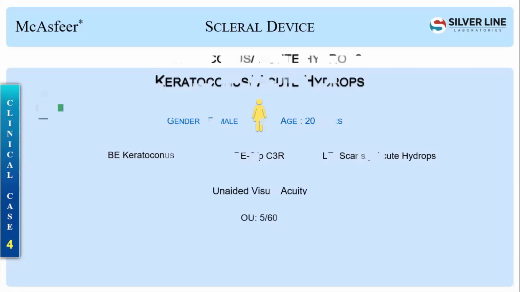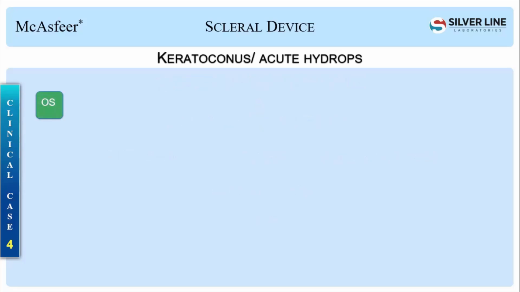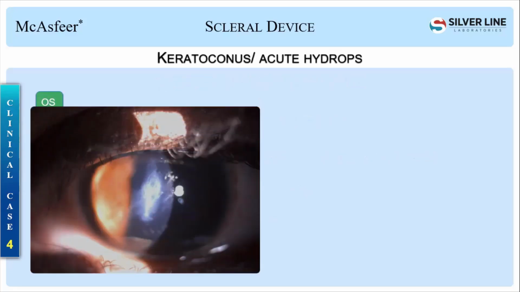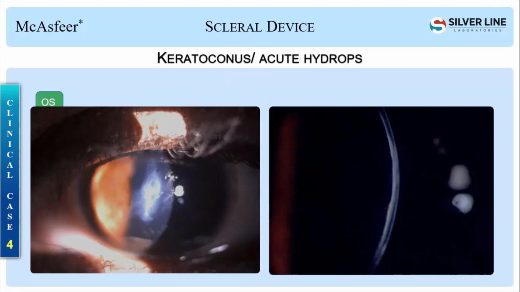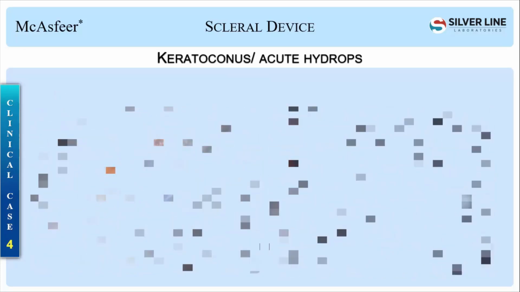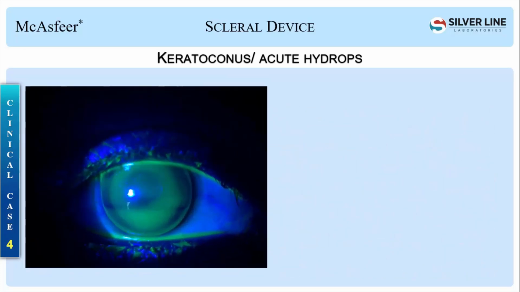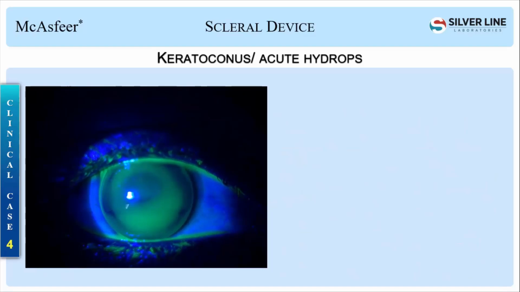So here the unaided visual acuity was 5/60 in both eyes for her. The right eye was good, so we didn't take the right eye for the scleral trial. This is her left eye condition, where the scar is here, and then here the endothelial changes are there.